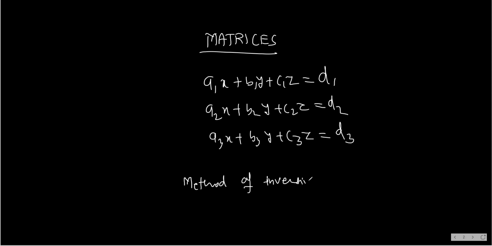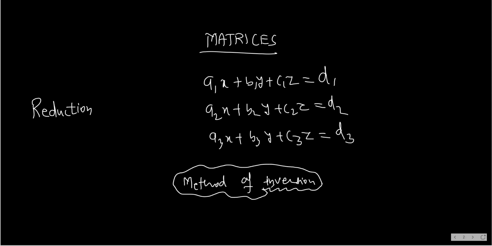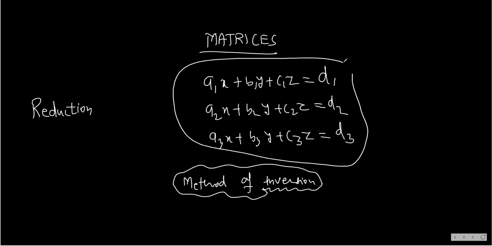In this lecture, I'm going to teach you how to solve such a system of linear equations by the method of reduction. Why did we call the method we used in the last lecture the method of inversion? Because we were using the inverse of a matrix to solve for x, y, z. Here we have to get the value of x, y, z, and we got the value by using the inverse of a matrix.